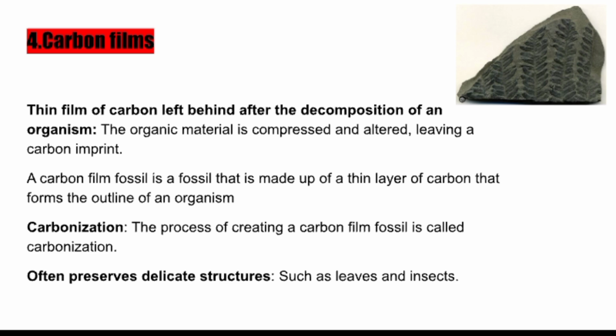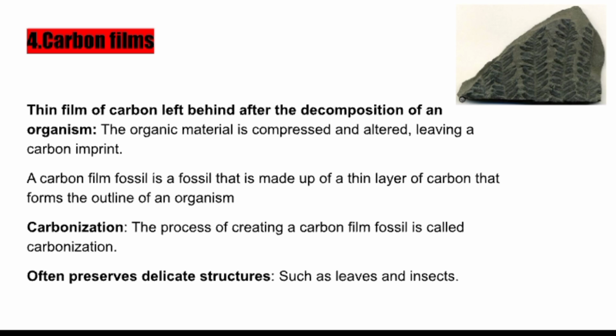Suppose a particular organism dies, or a particular leaf falls on the earth surface. With time, the carbon material forms the outline of that leaf, and all the organic matter evaporates. All the living matter from the cells evaporates, and the carbon forms the outline of this leaf. Then the formed fossils are called carbon fossils. The process of creating carbon films is called carbonization.